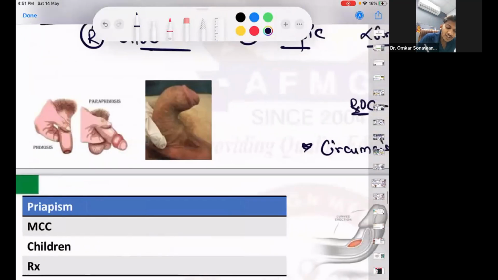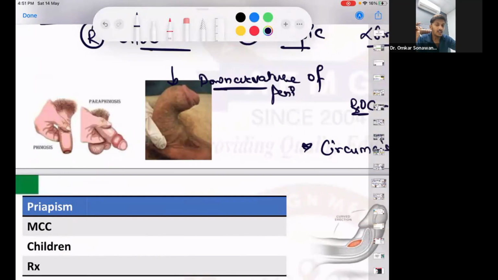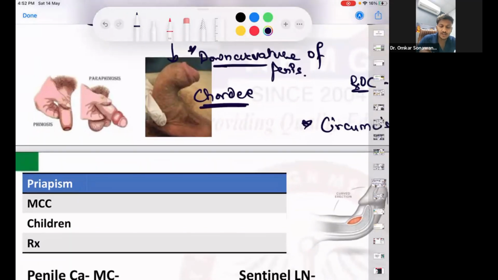Now, talking about this condition. If a patient has hypospadias, there can be a downward curvature in the penis. It is not Peyronie's, which is due to a fibrous plaque in the penis; that is also a downward curvature, but here it is associated with hypospadias. In a patient of hypospadias, a downward curvature of the penis is usually called a chordee. And if there is chordee, you need to do a chordee correction.